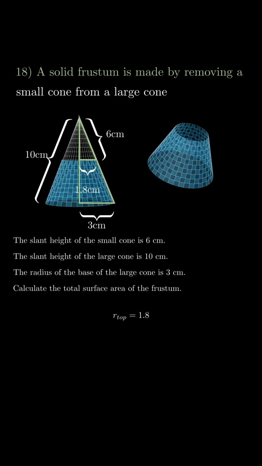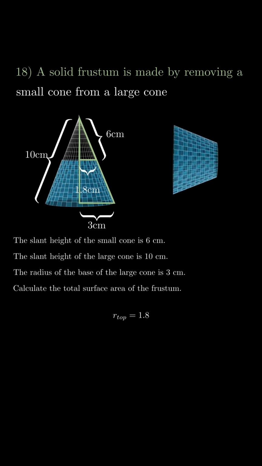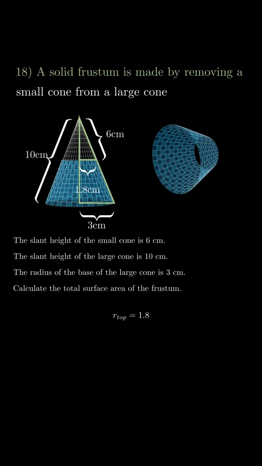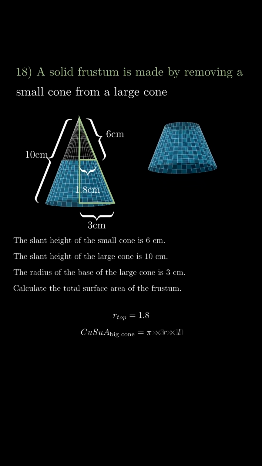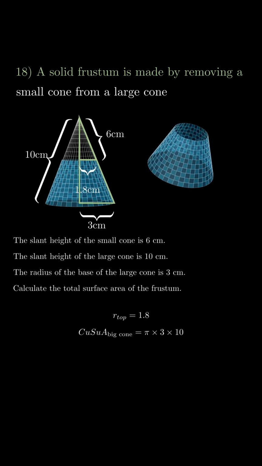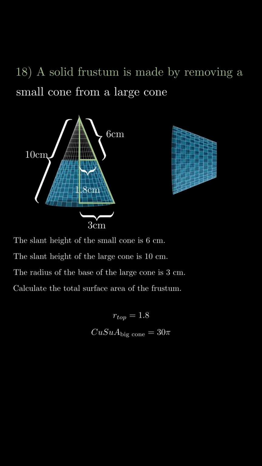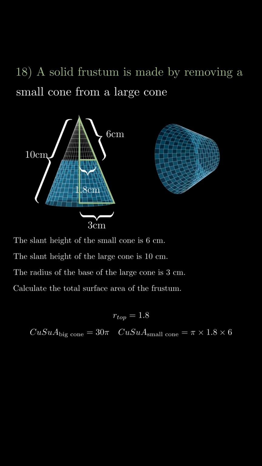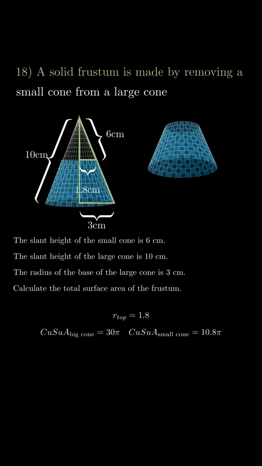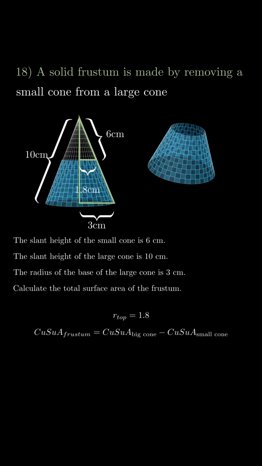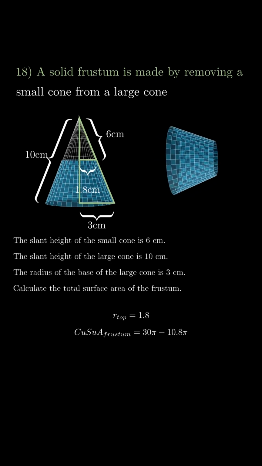Then, to work out the curved surface area of the frustum, we'll need the curved surface area of the small and the big cone. And then we'll find the difference. The curved surface area of the large cone is pi times its radius 3 times its slant height of 10, which is 30 pi. The curved surface area of the small cone is pi times its radius 1.8 times its slant height of 6, which is 10.8 pi. The curved surface area of the frustum is the difference, which is 19.2 pi.